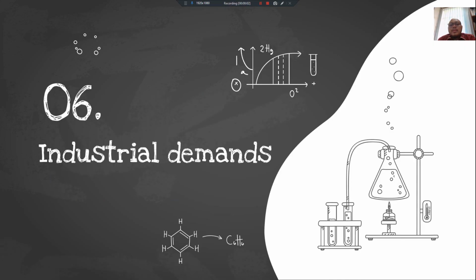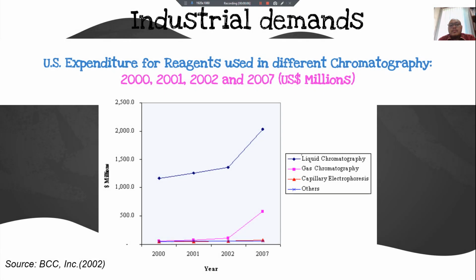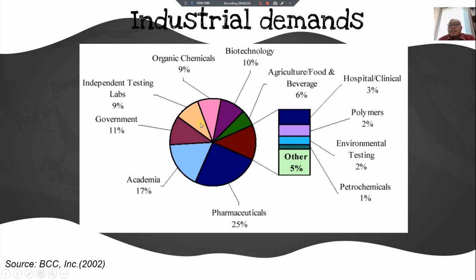Okay, so let's go to the 6th outline. For this topic, which is industrial demand, I don't want to touch a lot. It's not updated, but I want to show you the trend that the industrial demand for chromatography or separation is increasing. If you look over here, a lot of industries need a separation method.